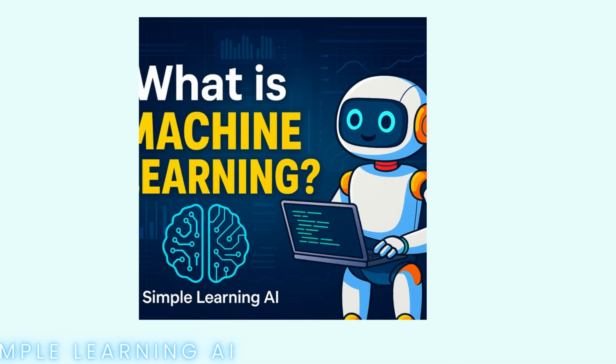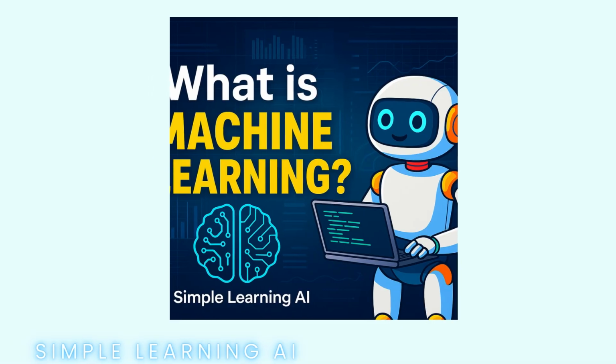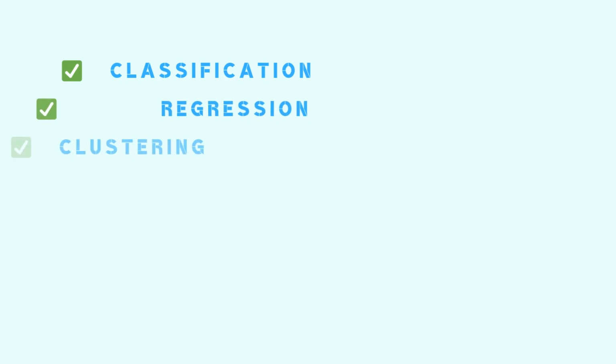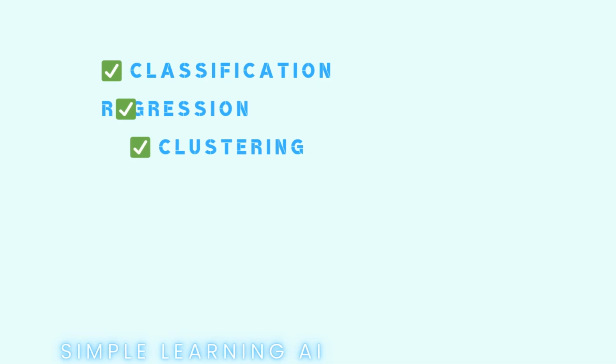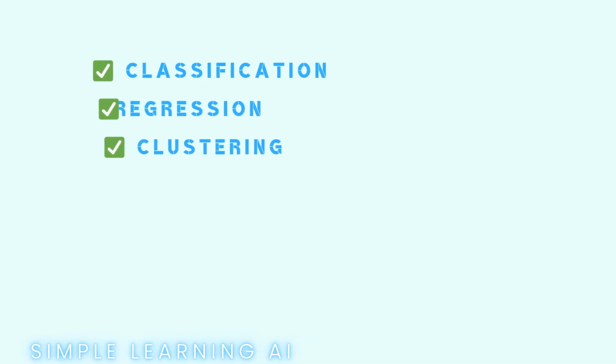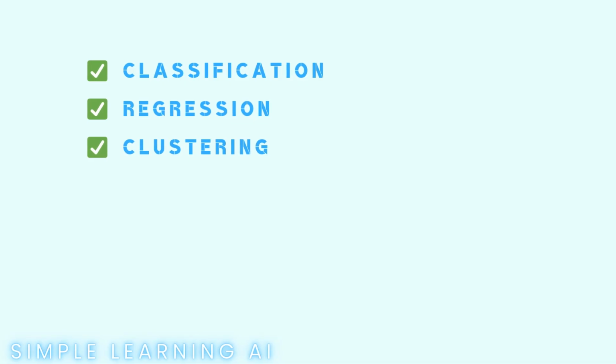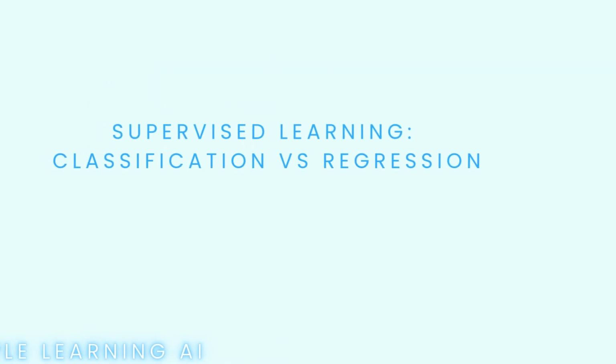In our last video, we explored the basics of machine learning. Today, we're diving even deeper, and trust me, this will make everything click even better. We'll break down three major ideas: classification, regression, clustering, with simple explanations, real-world examples, and zero stress. Let's jump right in. First up, supervised learning.